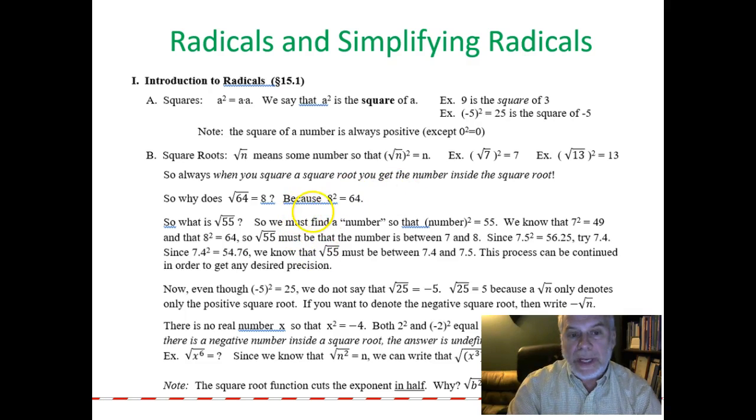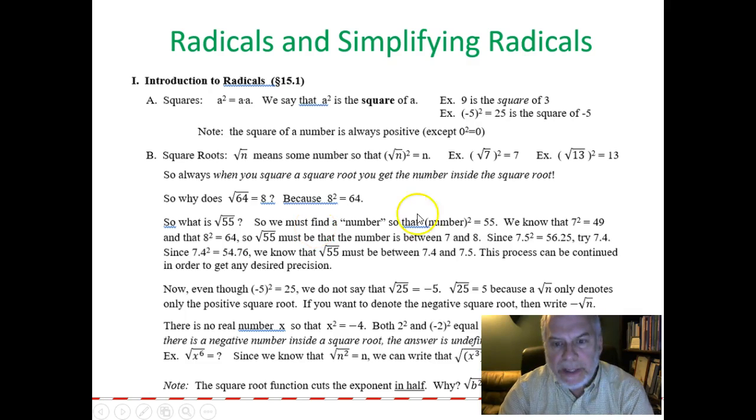So why does the square root of 64 equal 8? Well, that's because 8 squared, 8 times 8, is 64. All right, so what is square root of 55? What this means is some number that when you square that number, you get 55.